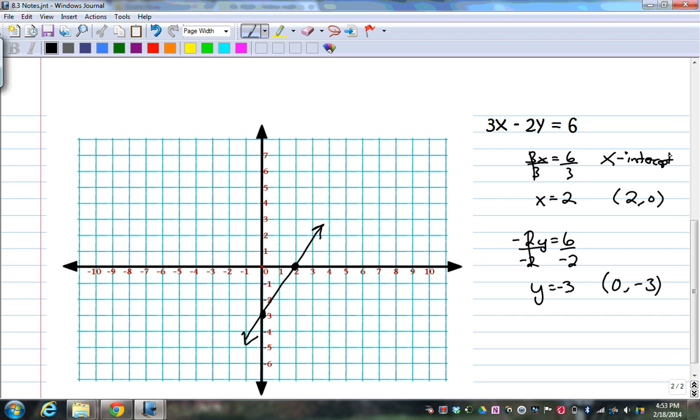But the thing that you want to remember is that for the x-intercept, you want to substitute 0 in for y and solve for x. For the y-intercept, you want to substitute 0 in for x and solve for y, because you want to say y is equal to what point when x is 0.